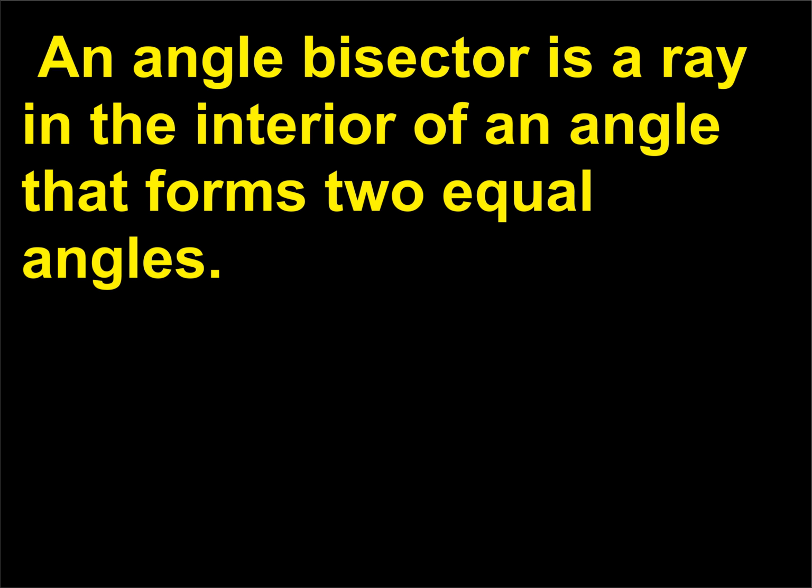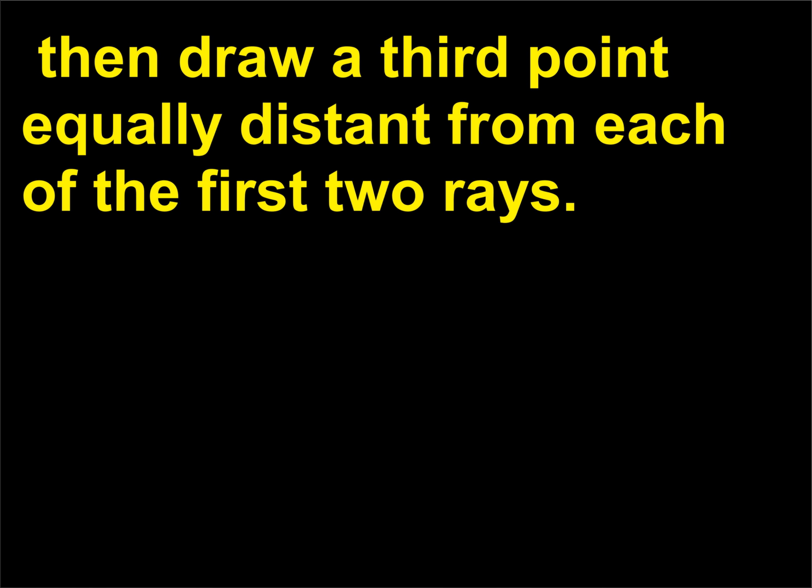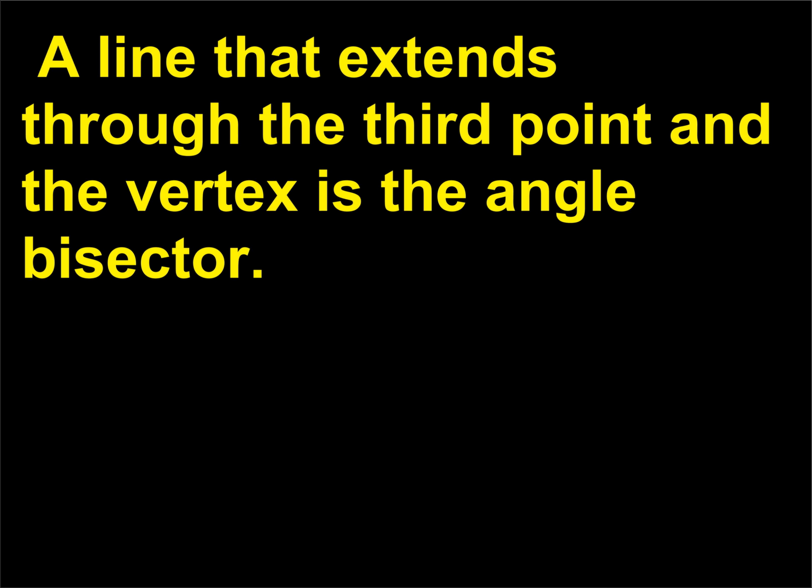An angle bisector is a ray in the interior of an angle that forms two equal angles. First, locate the point on each ray that is equally distant from the vertex. Then draw a third point equally distant from each of the first two rays. A line that extends through the third point and the vertex is the angle bisector.